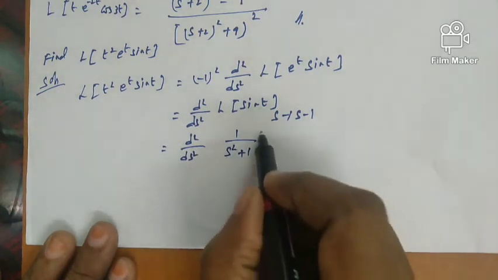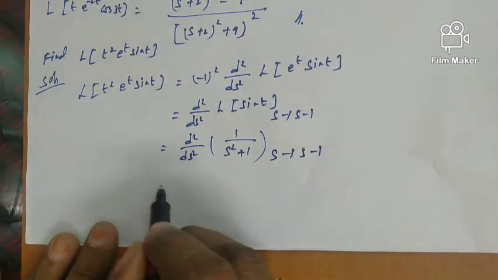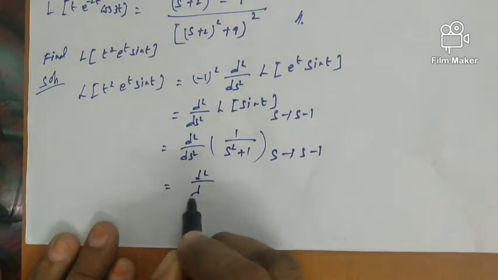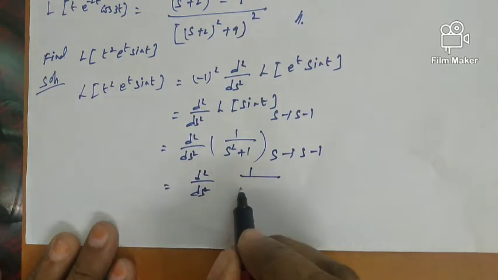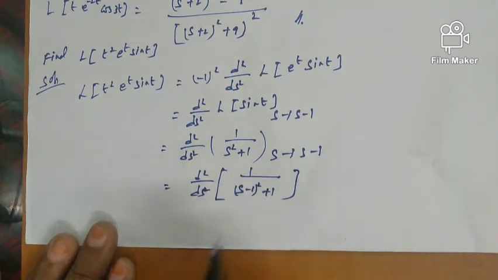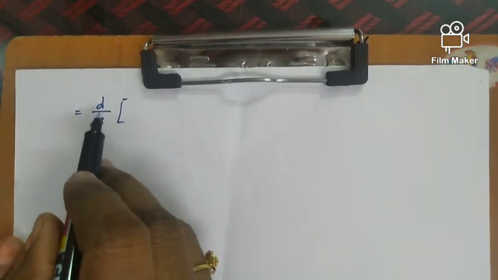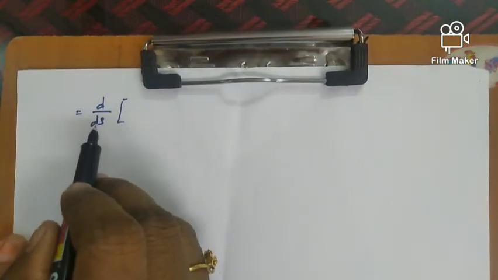Okay, so in this one we have to translate s to s minus 1, so d square by d s square of 1 by (s minus 1) the whole square plus 1. So now we are going to differentiate this term 2 times. When you are differentiating the first time, we can write the d by ds outside.